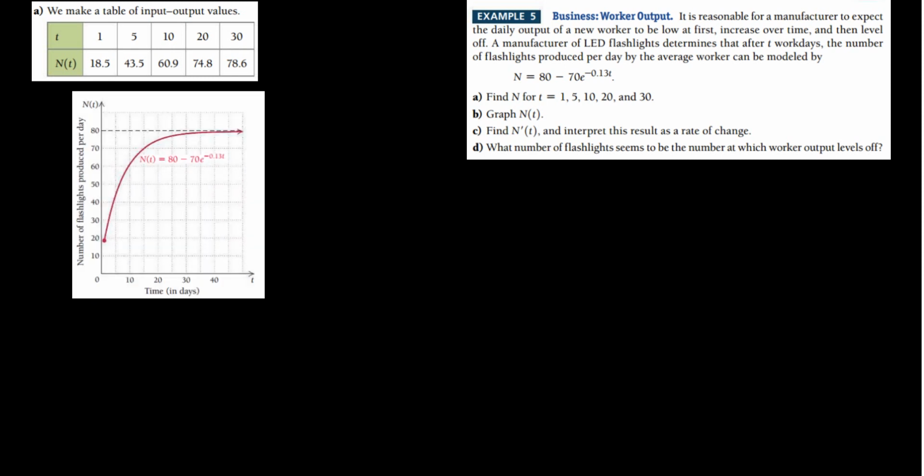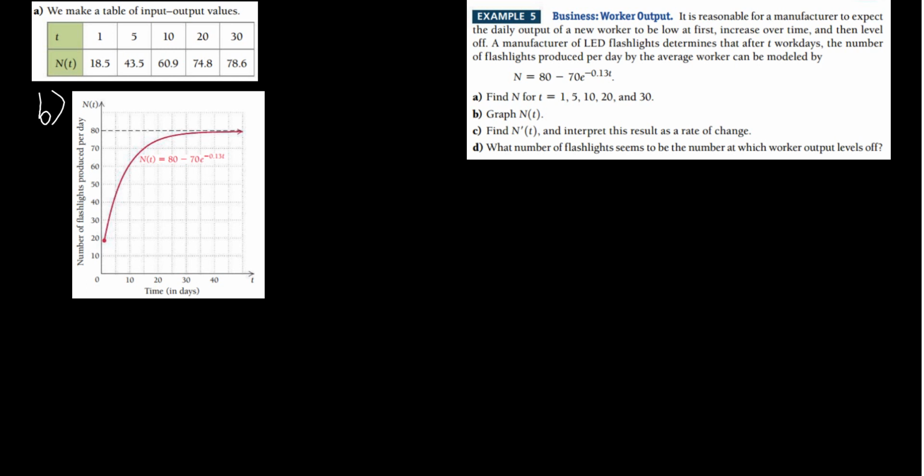Okay, so this is B. Alrighty, so looking here, we have the worker output. It is reasonable for a manufacturer to expect the daily output of a new worker to be low at first, increase over time, and then level off, which makes sense. Because if you're a new worker, you don't necessarily know what you're doing, but the more you do it, the better you get, and then you eventually level off. You're only making a certain amount of light bulbs a day. You've gotten pretty good at what you're doing.